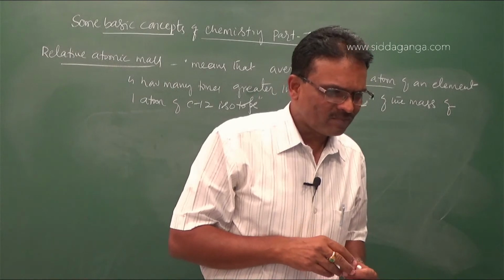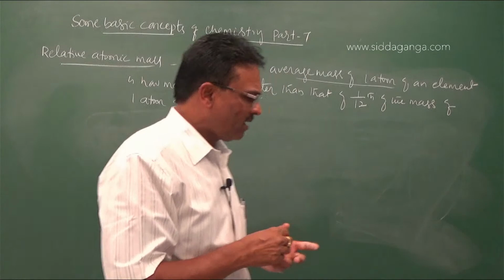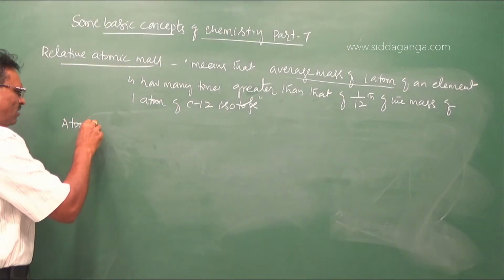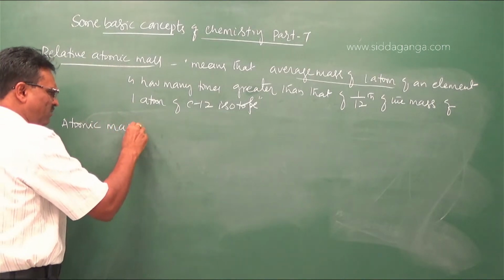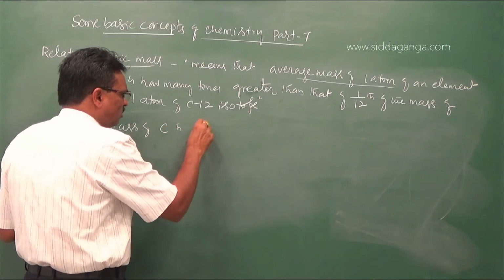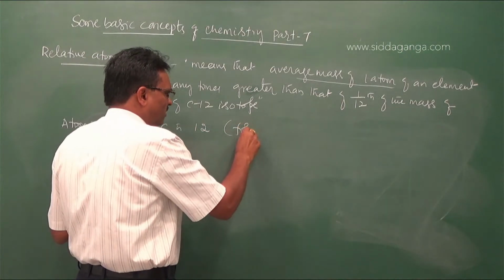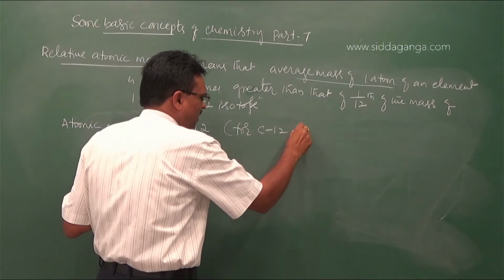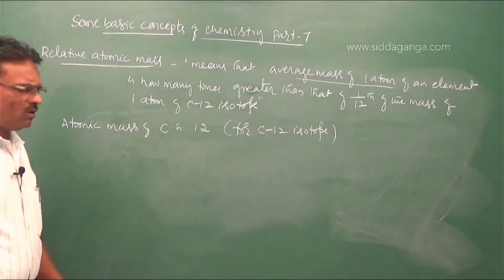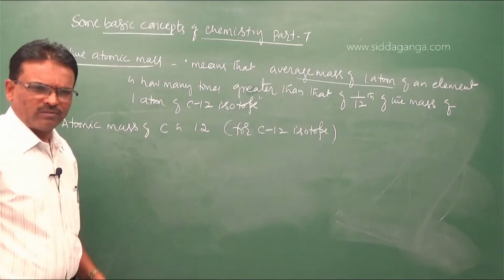So here, the atomic mass of carbon is 12. So this is for the carbon 12 isotope. For the carbon 12 isotope, the atomic mass of carbon is 12.